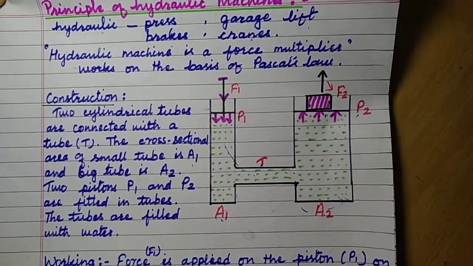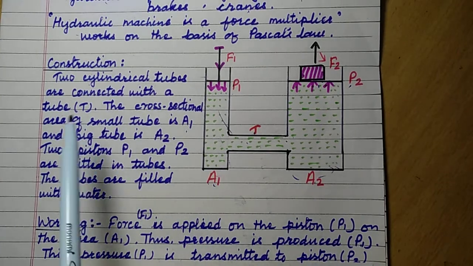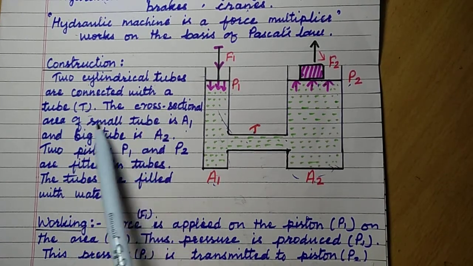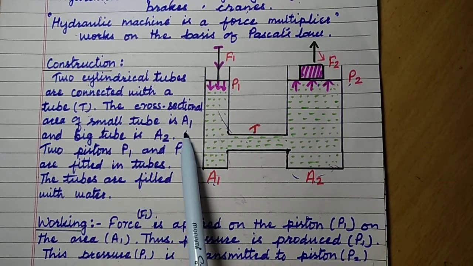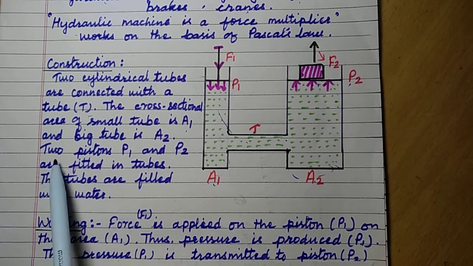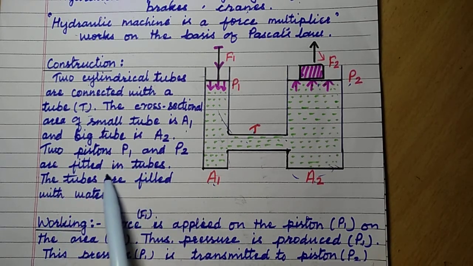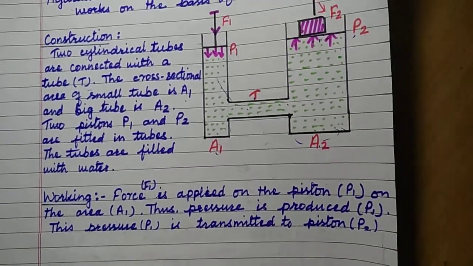Now the construction: two cylindrical tubes are connected with the tube T. The cross-sectional area of the small tube is A1 and the big tube is A2. Two pistons P1 and P2 are fitted in the tubes and these tubes are filled with water.